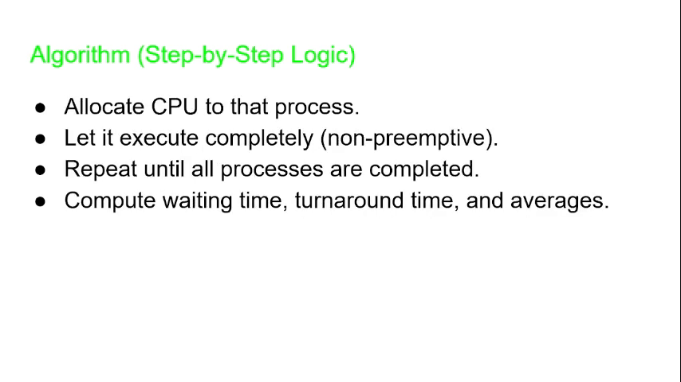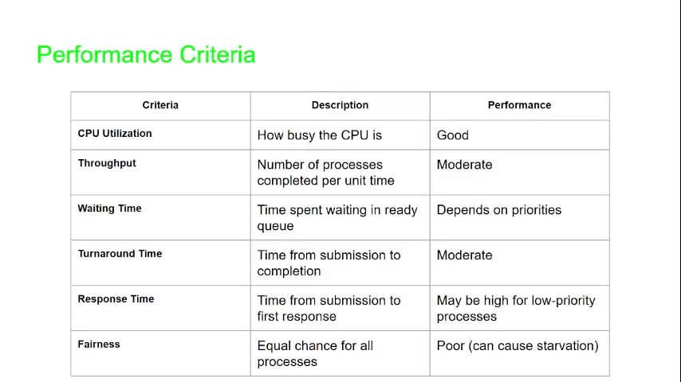It allocates dedicated CPU time for that process. Let it execute completely, which is non-preemptive. Repeat this process until all are completed, and compute the waiting time, turnaround time, and average time for the whole number of processes.